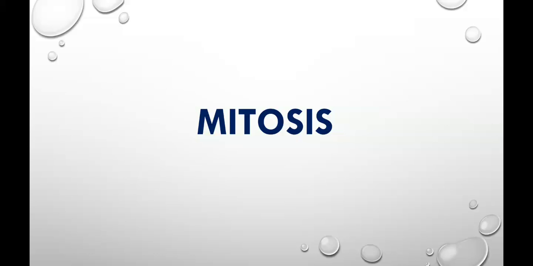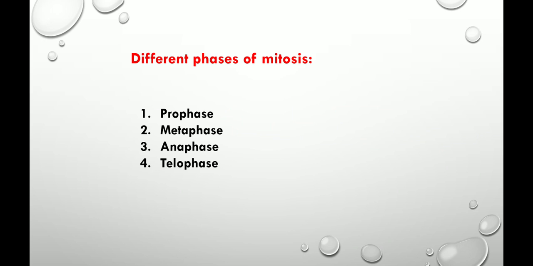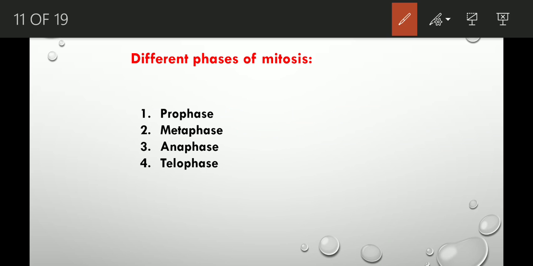So let's start the lesson. Now I have already told about mitosis in my previous video. This is the division which leads to the development and growth of an organism. This type of cell division has 4 stages: Prophase, Metaphase, Anaphase and Telophase. And I will discuss each one of them in detail.